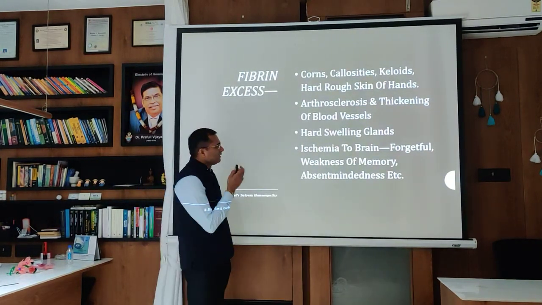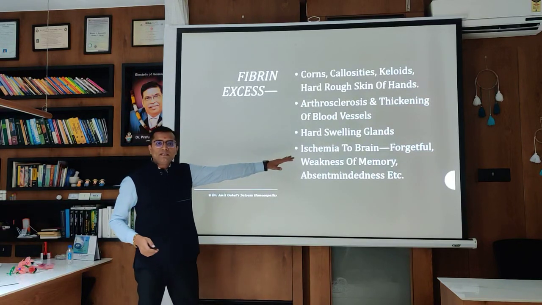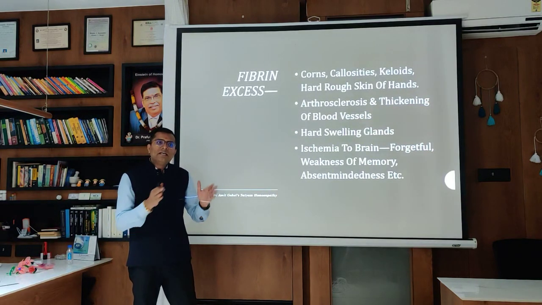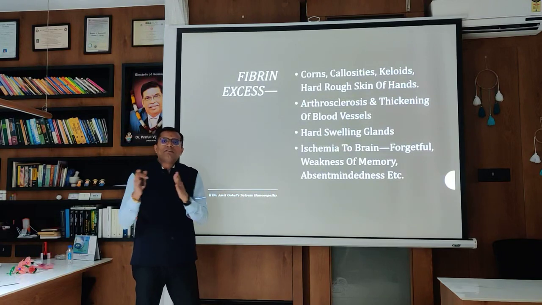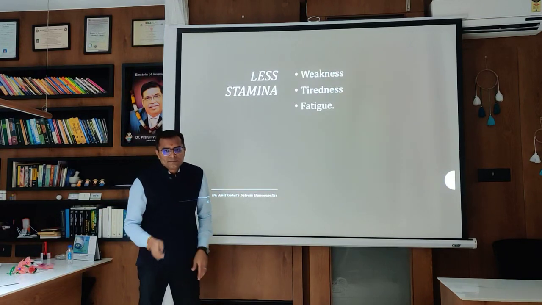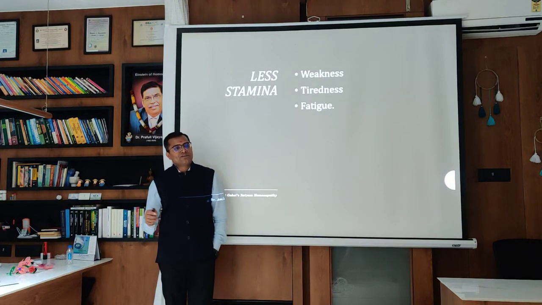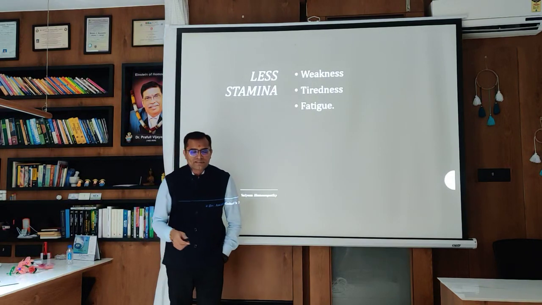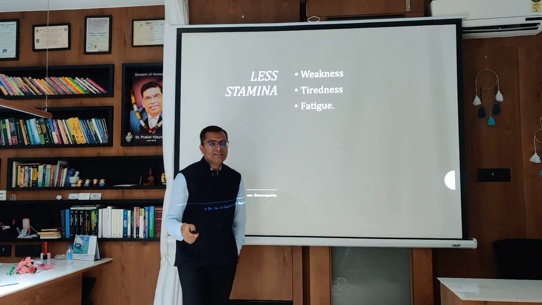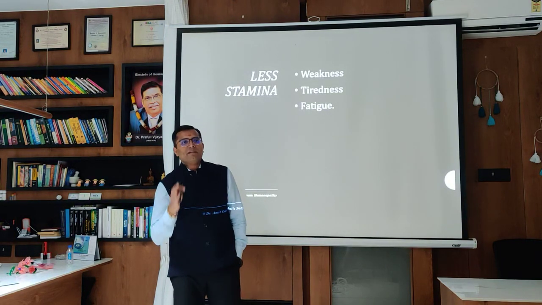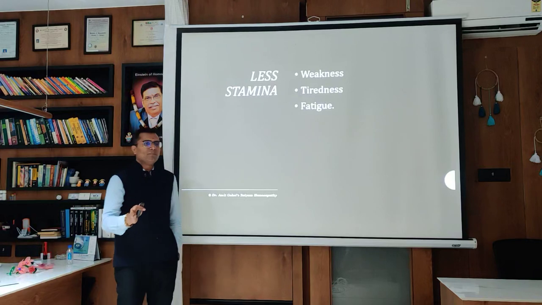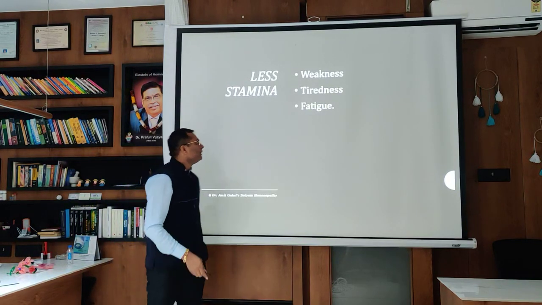So are you getting me? Why this ischemia of the brain happens in both ways, either in elastin deficiency or in fibrin excess. So what happens ultimately? The cells get less stamina, so the cells have weakness, tiredness, and fatigue. So most of the time, every cellular function has these three components as the carbon.